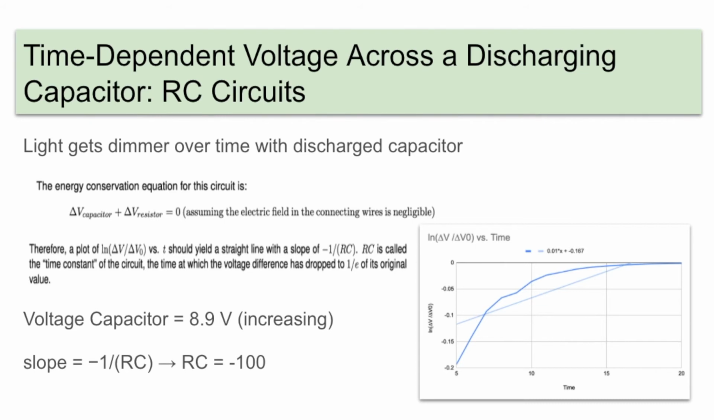And Part 3 involved a similar setup, but focused on time-dependent voltage across the discharging capacitor for RC circuits. So the energy conservation equation for this circuit is the delta V of the capacitor plus delta V of the resistor equals 0, assuming that the electric field in the connecting wires is negligible. So plotting a natural log plot of delta V divided by delta V naught versus t should yield a straight line with a slope of -1 over RC, RC being the time constant of the circuit. My results were not exactly linear, which affected my slope value, but that would be the expected result.